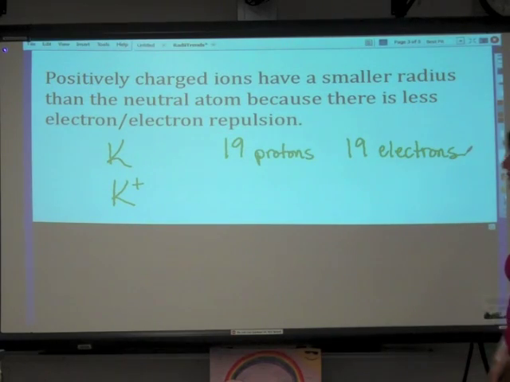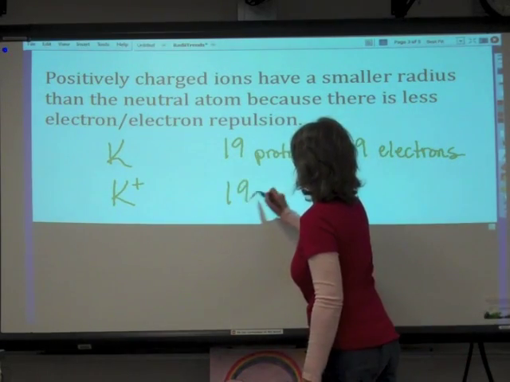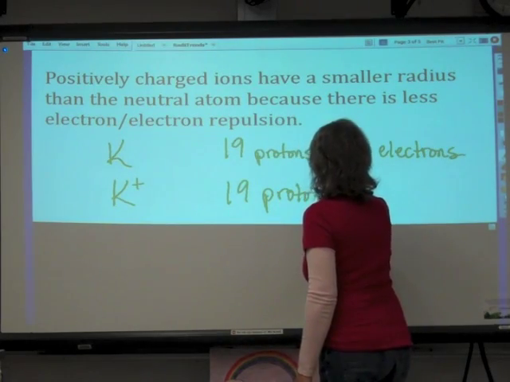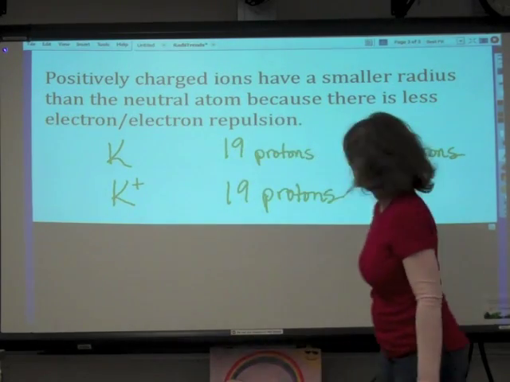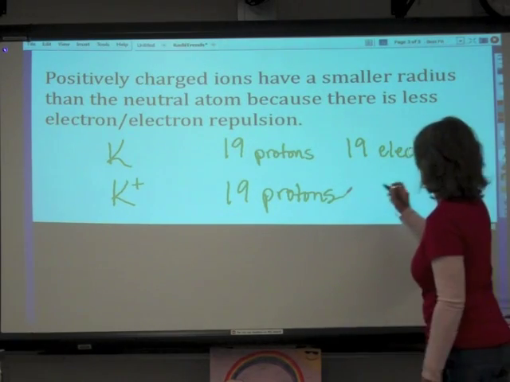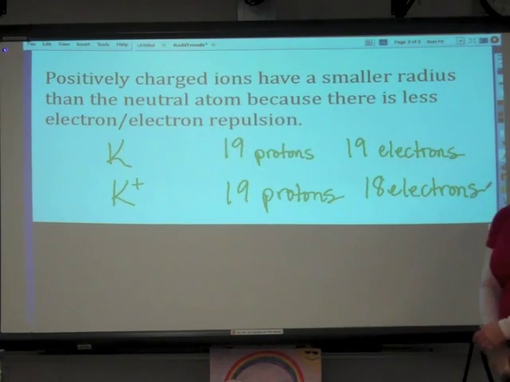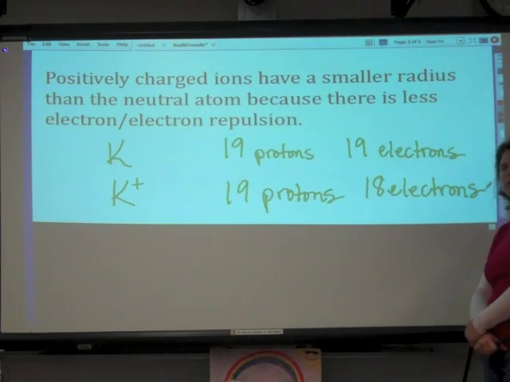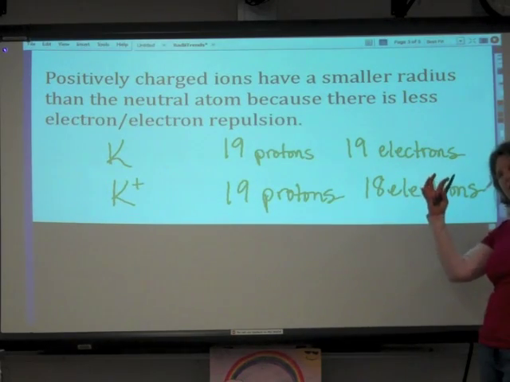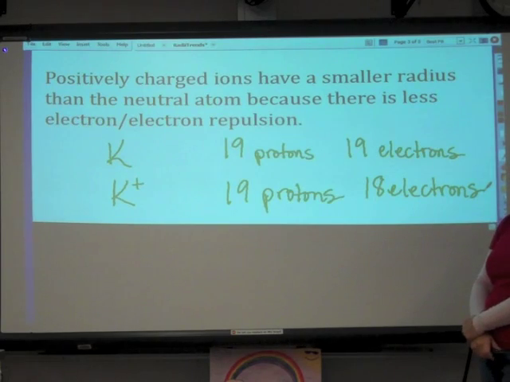If we can get rid of one of those electrons, we've still got 19 protons here. But because it's a positively one-charged ion, how many electrons do we have? We've got 18, because this thing has given up its single valence electron. We've got fewer electrons, so now we have less electron-electron repulsion, less negative charge repulsion, so everything can just tighten up. So cations have a smaller radius than the neutral atom.